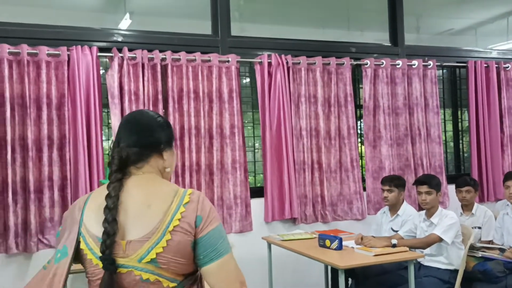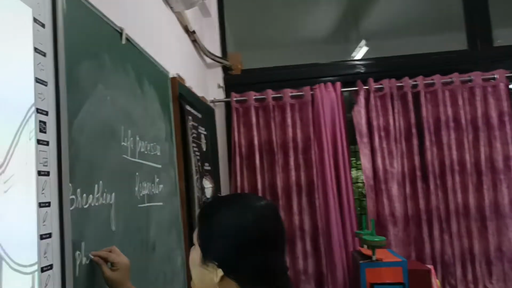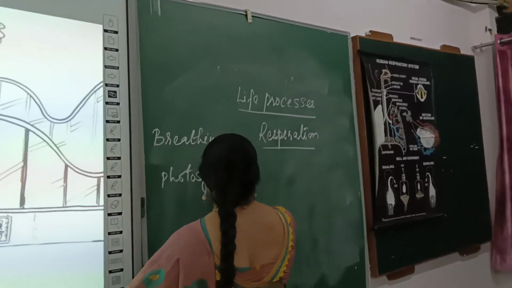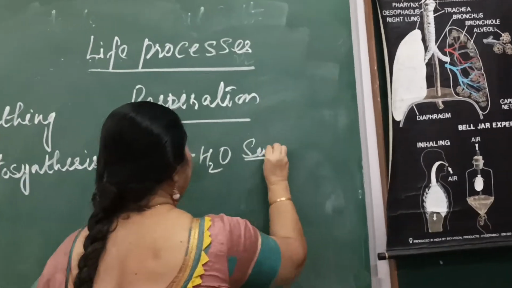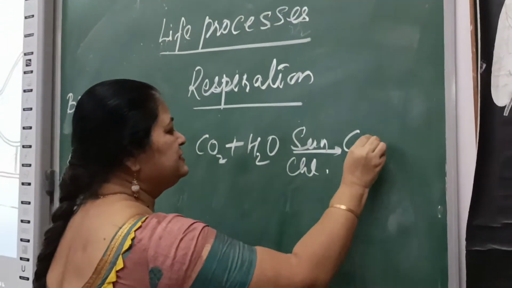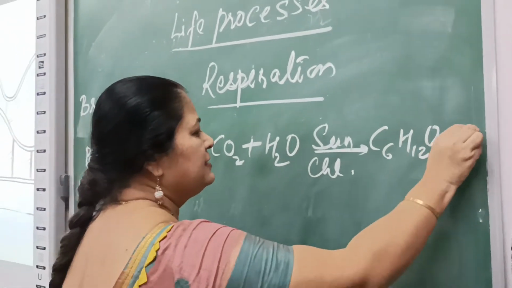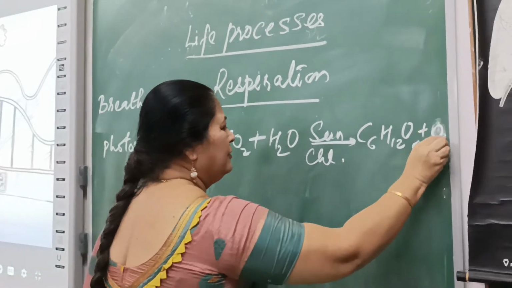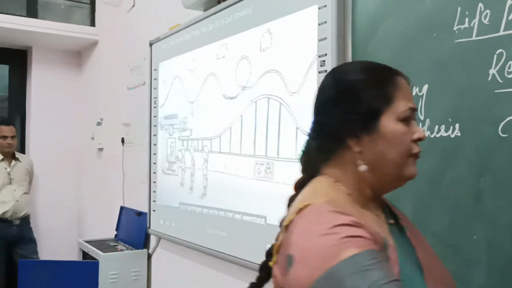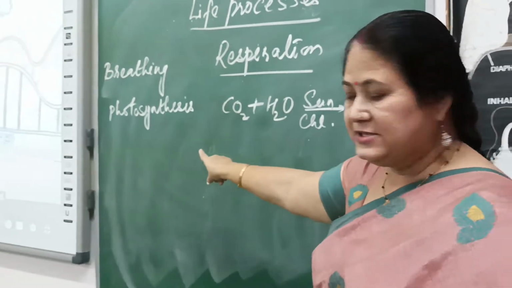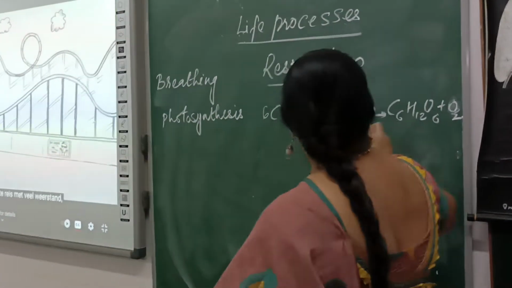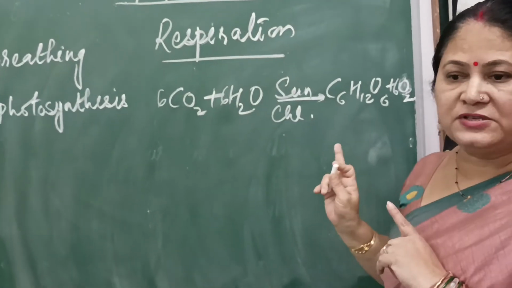Now, photosynthesis also we have studied. What is photosynthesis? Let me write here photosynthesis. Carbon dioxide reacts with water in presence of sunlight and chlorophyll to form C6H12O6 plus O2. Oxygen is released. Plants release oxygen. Photosynthesis will take place only in plants. Chlorophyll I have written, so it is an indication that the process takes place only in plants. So we'll have 6 CO2 plus 6 H2O give you C6H12O6 plus 6 O2. So this is the process of photosynthesis.